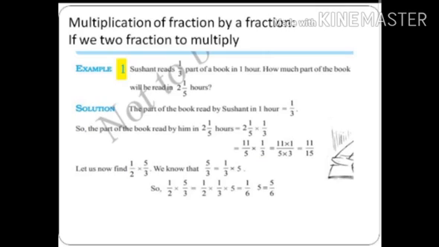So let us take this. Sushant reads 1/3 in 1 hour. And how much does he have to read? When we have direct multiplication, we first convert 2 1/5 into an improper fraction. 2 5s are 10. 10 plus 1 is 11. 11/5. And 11/5 we multiply with 1/3.